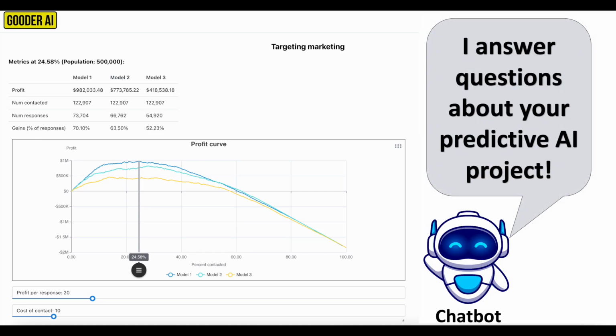This is Eric Siegel, co-founder and CEO of Gooder AI, and in this video, I'm going to demo the Gooder AI chatbot, which serves as a thought partner and copilot for predictive AI projects and helps business stakeholders understand everything. So we're looking at the profit curve for a predictive AI project, specifically comparing 3 models for targeting marketing. But I'll let the chatbot explain everything.